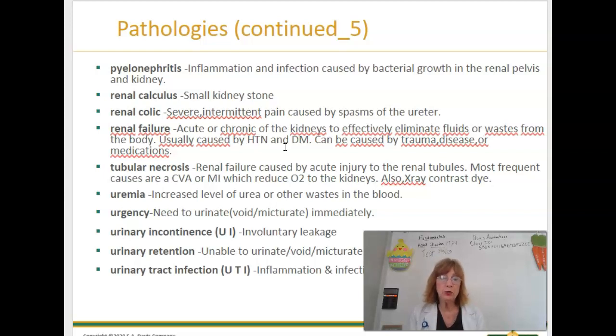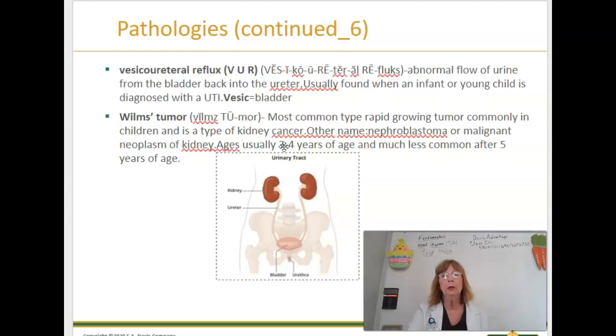Urinary tract infection is usually bacterial, and the most common bacteria for a UTI is E. coli. Vesicoureteral reflux, VUR. This is an abnormal flow of urine from the bladder back up to the ureter, usually found when an infant or young child is diagnosed with a UTI. So this can cause hydronephrosis also. Wilms tumor is most common in children. It's a cancer of the kidney.